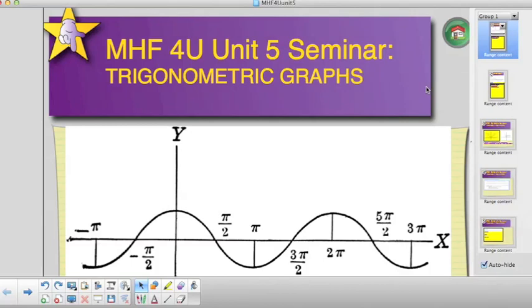This is the MHF4U Unit 5 seminar on trigonometric graphs. So we are going to break down the transformation equation today, analyze amplitude, period, and phase shift for the different graphs, and really examine mapping relationships. That's what it all boils down to when you're graphing. You have to really understand how to do mapping relationships.